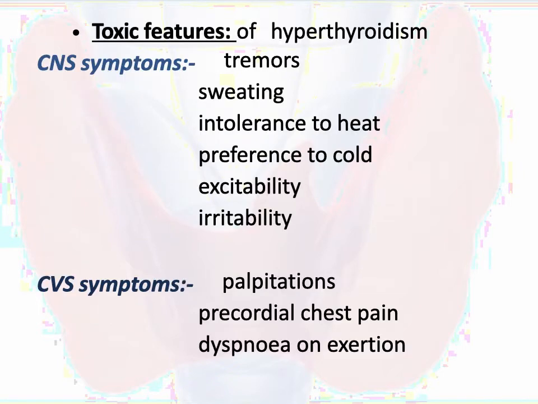Toxic features of hyperthyroidism. Right. CNS symptoms, there are tremors. If the patient stretches the hands, there will be tremor. If you put a plain paper over it, you can clearly see its movement. Then excessive sweating in the palms. Patient cannot tolerate the heat. He will prefer that there should always be air conditioning or cold weather. Preference for the cold weather. Excitability, irritability. Patient will be very irritable, angry, right?